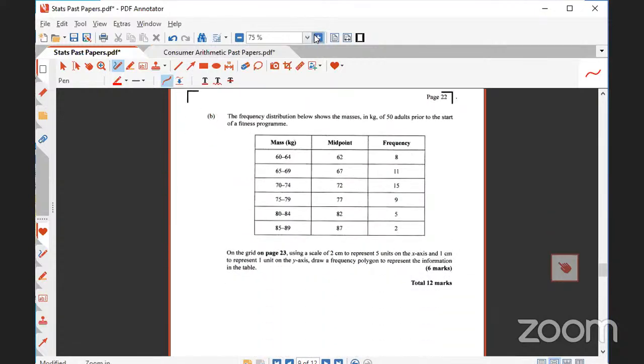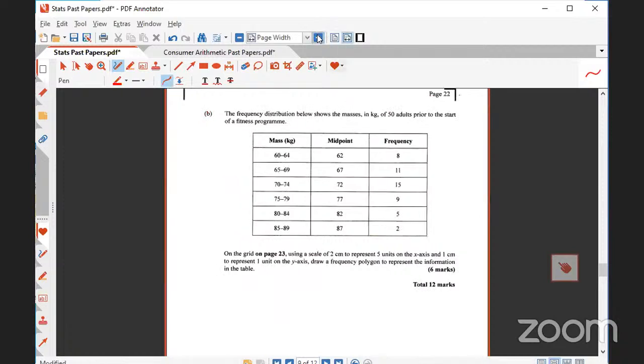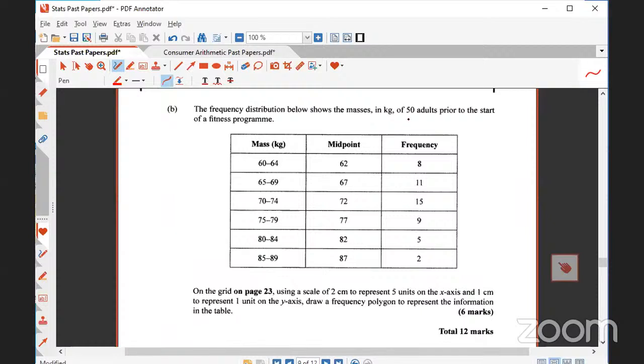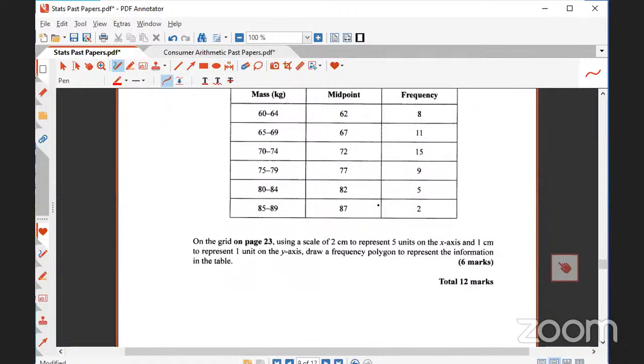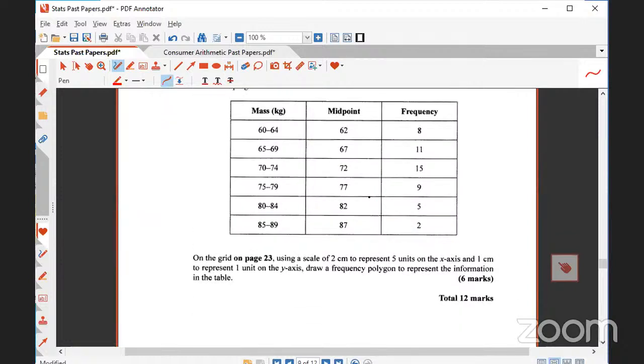It now says the frequency distribution below shows the masses in kilograms of 50 adults prior to the start of a fitness program. And there we have our table. It then says on the grid on page 23, using a scale of 2 centimeters to represent 5 units on the x-axis and 1 centimeter to represent 1 unit on the y-axis, draw a frequency polygon to represent the information.